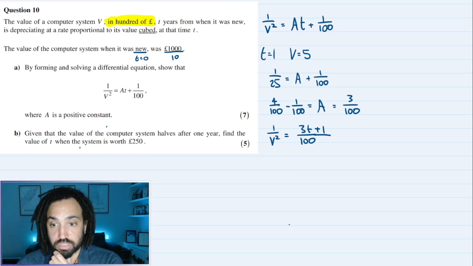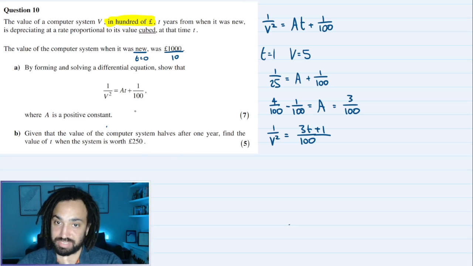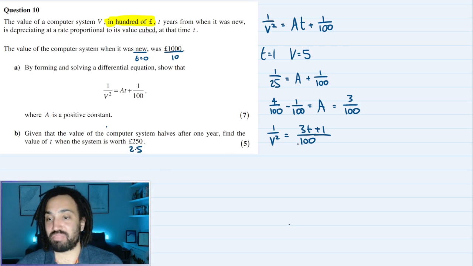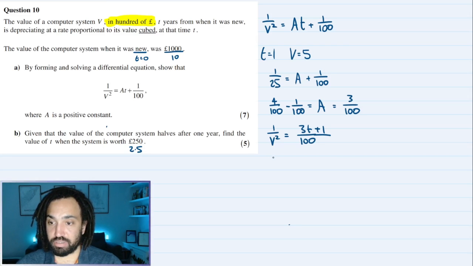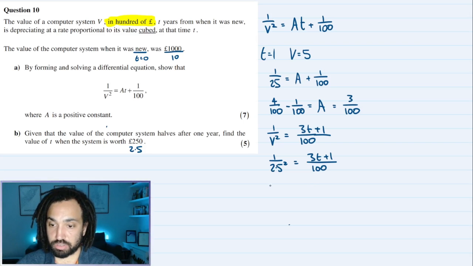Okay, great. So it says find the value of t when the system is worth £250. Again, this is why I highlight this. That means that it's worth 2.5. So we have 1 over 2.5 squared is equal to 3t plus 1 over 100. Times through by 100. 2.5 squared is 6.25, and that equals 3t plus 1.